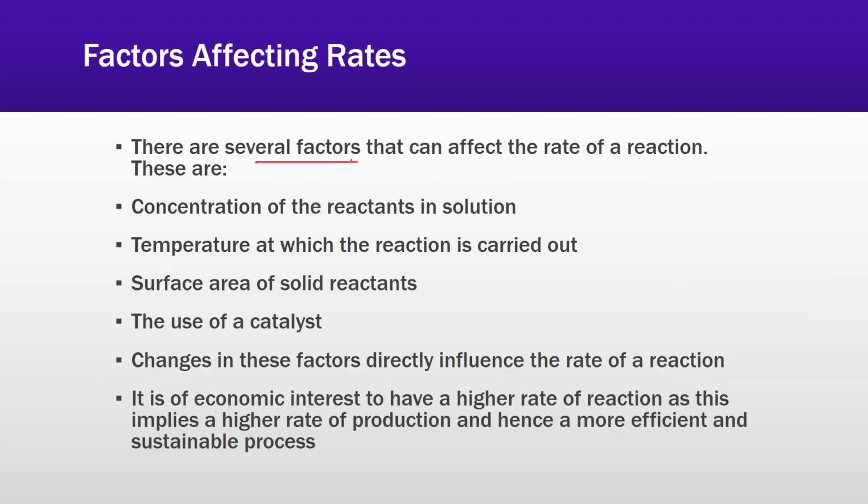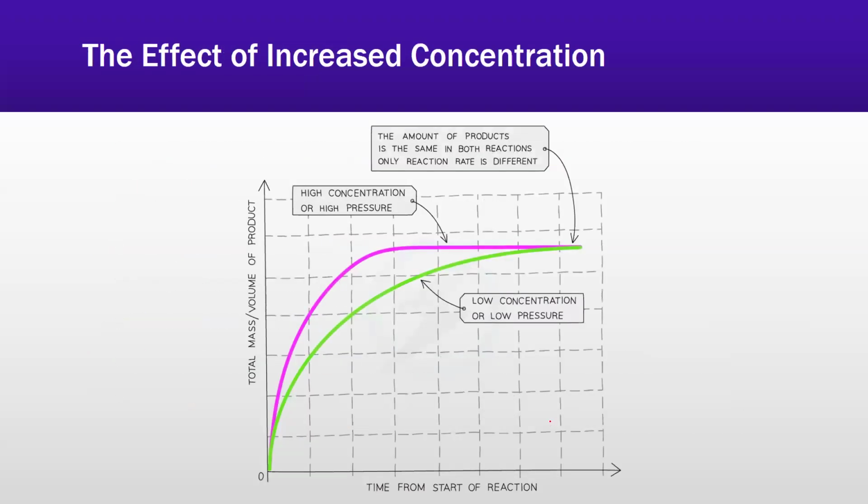So there are several factors that can affect the rate of reaction that we have studied from the practicals as well. Concentration, temperature, surface area, and the use of catalyst. Changes in these factors directly influence the rate of a reaction, and it is of the economic interest to have a higher rate of reaction. Everybody wants their reaction rate to be higher, as this also implies a higher rate of production and hence a more efficient and sustainable process.